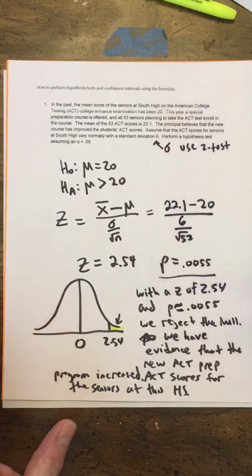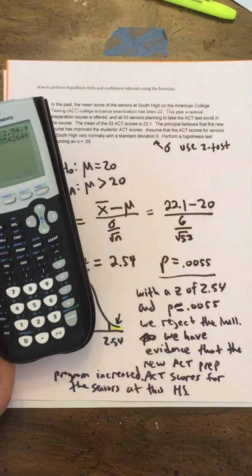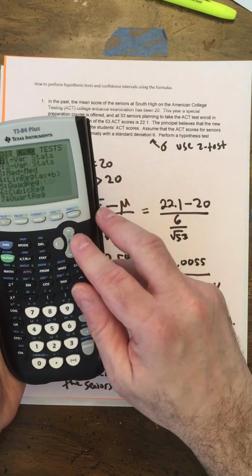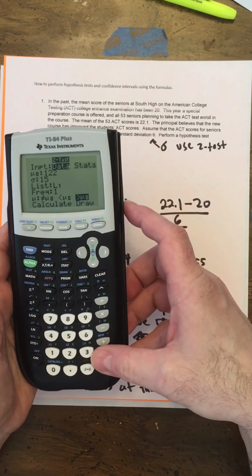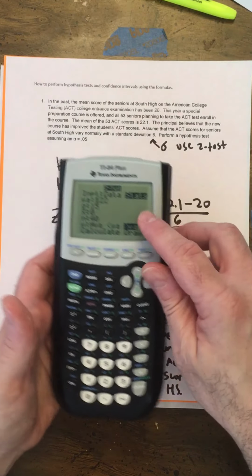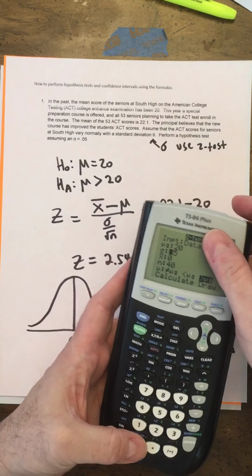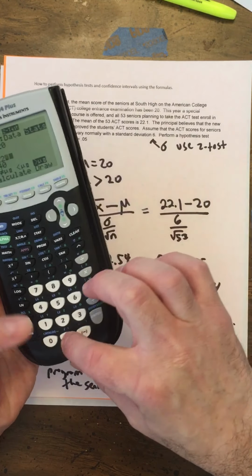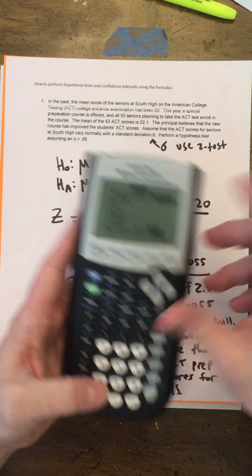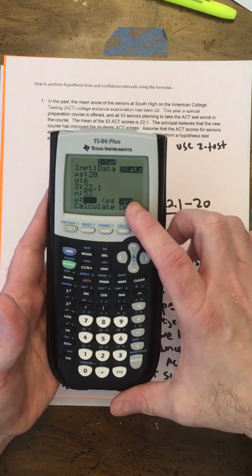And this is all without using the tests on the calculator. By the way, if you wanted to just check your work, you can go to stat test. This is just a z-test. We have stats here. Our mu value was 20. Our sigma value was 6. Our x bar was 22.1. And the number of students taking it were 53. We want to see if it increased, so we're there.